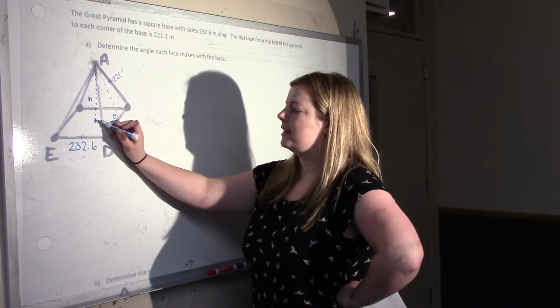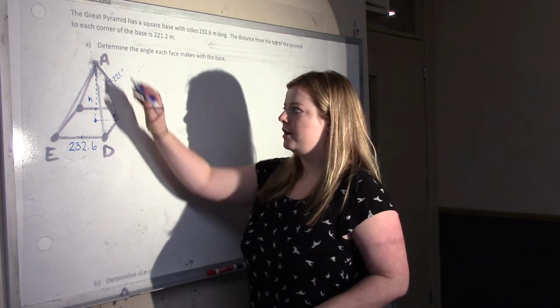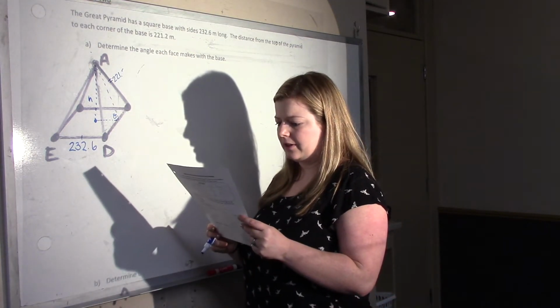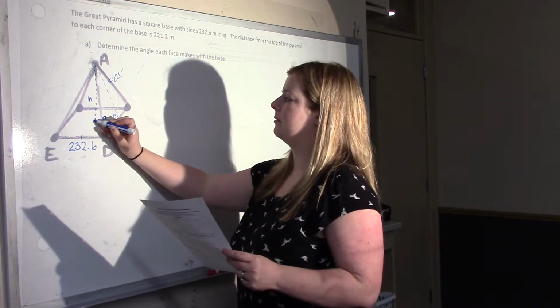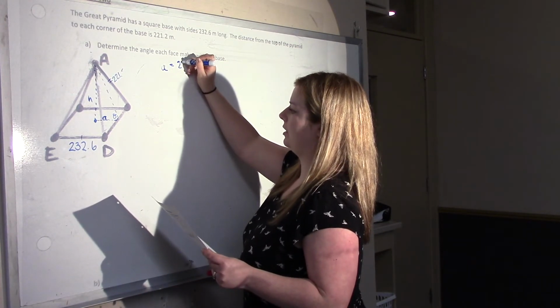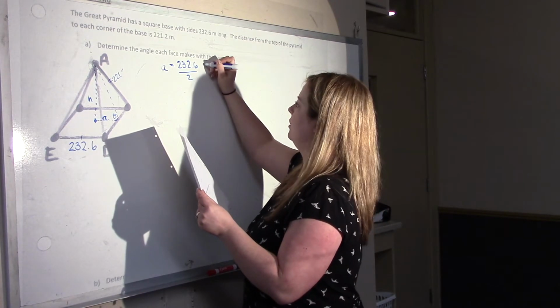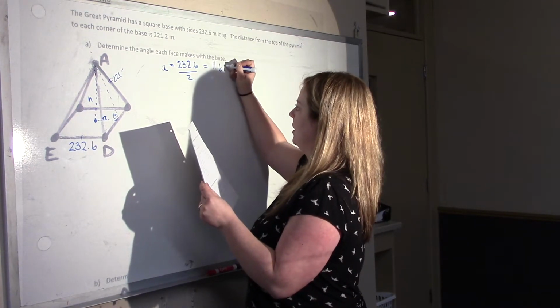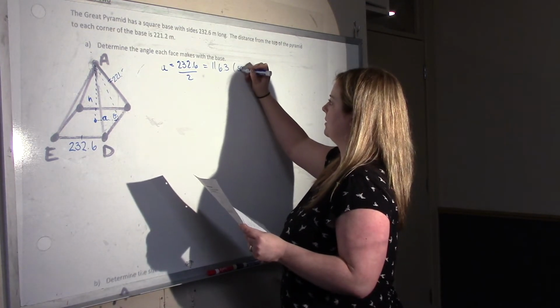Now, I know that this length here is half of this 232.6 because it's a square. So if I'm hitting this right in the center, then if I call this length little a, from here to here, that a is equal to 232.6 divided by 2, so it's equal to 116.3, since the base is square.